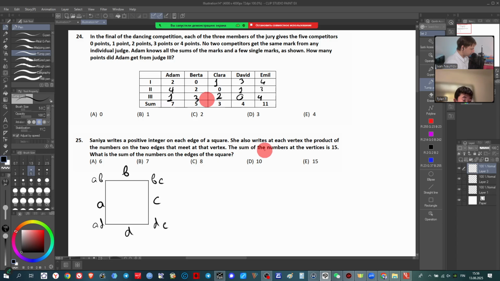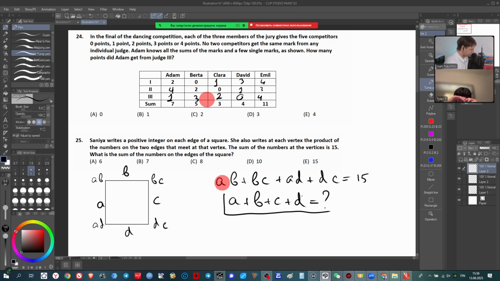And what do we know? We know that the sum of the numbers at the vertices is 15. We can write AB plus BC plus AD plus DC equals 15. What is the sum of the numbers on the edges of the square? It means that we need to find A plus B plus C plus D. That's what we need to find. Of course, we should use here that these are not just any numbers, but positive integers, A, B, C, D. So let's look at this equality. Do you have any ideas how to find the numbers A, B, C, D?